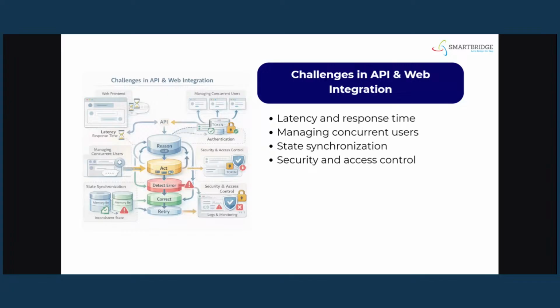This slide is important because it reminds us that AI development is not just about innovation. It's about responsibility. Building reliable systems means anticipating problems and designing solutions before users encounter them.